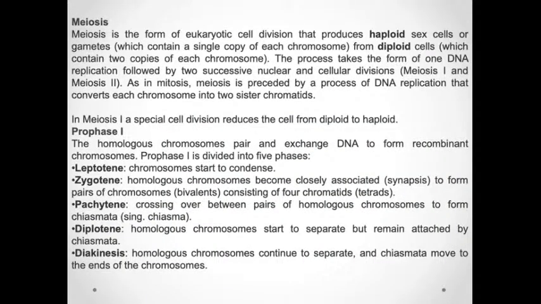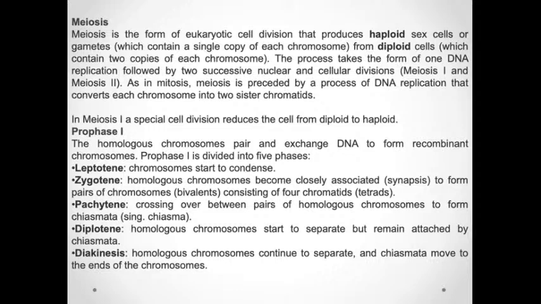Now we are done with mitosis. Meiosis is a form of eukaryotic cell division that produces haploid cells or gametes from diploid cells containing two copies of each chromosome. The process takes the form of one DNA replication followed by two successive nuclear and cellular divisions. As in mitosis, meiosis is preceded by DNA replication that converts each chromosome into two sister chromatids.